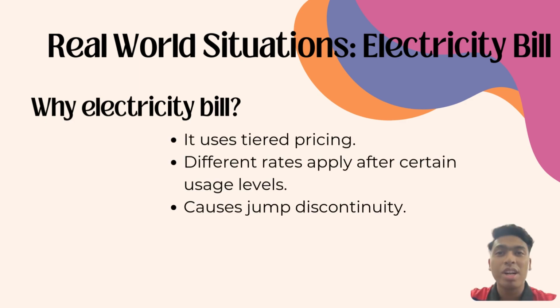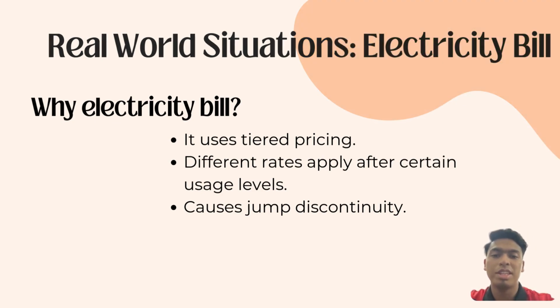For the real world application, I choose the example of electricity billing. Electricity bills use a block tariff system, also known as tier pricing, where the cost per unit changes once your usage crosses a certain level. This sudden change in rate actually creates a jump discontinuity.